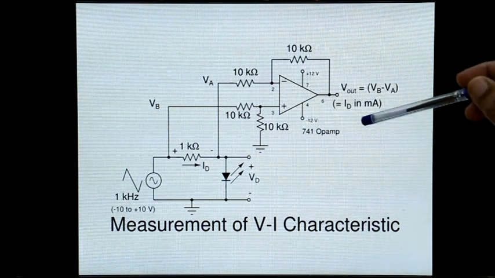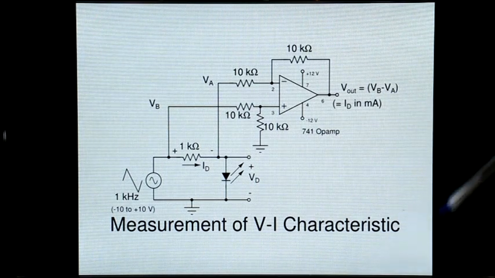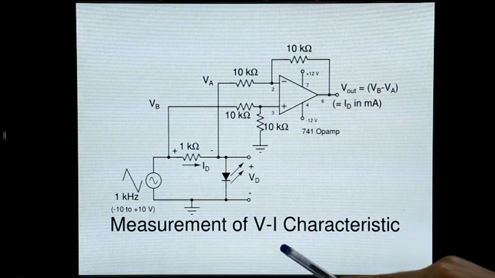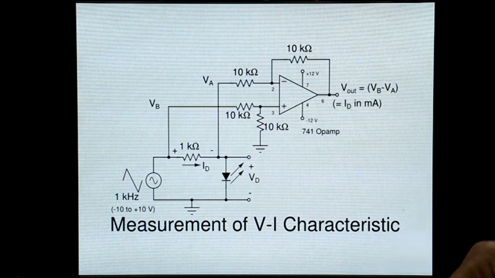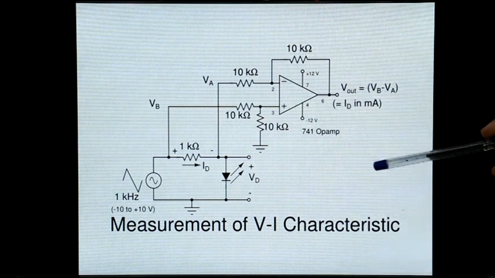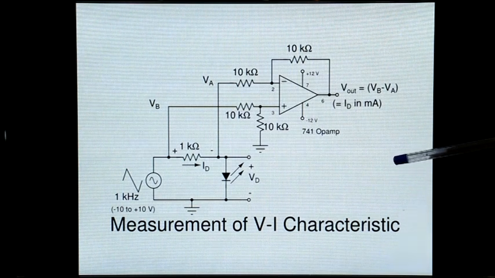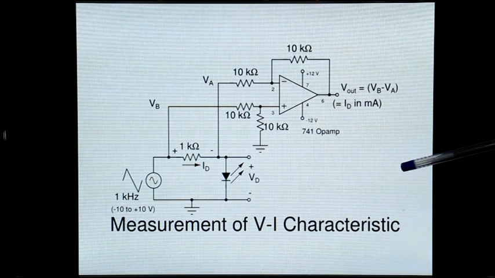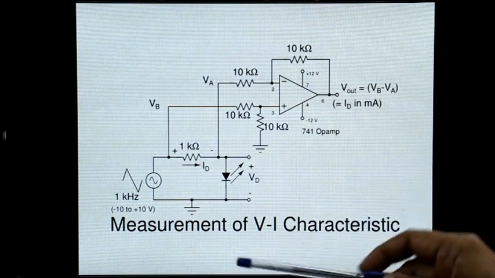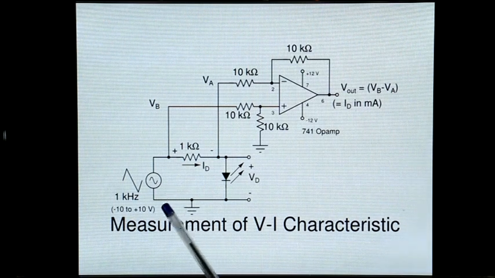So we will see part D of the experiment, where we will be measuring the VI characteristics of 3 types of diodes. One is a plain diode, one is a Zener diode, one is an LED. Let me explain this circuit. This is an application of the difference amplifier. One of the most difficult things to measure using an oscilloscope is current. So what we have done here is the following. Let's look at the circuit diagram at the bottom of the screen.